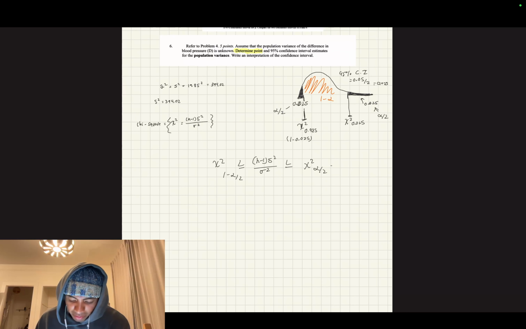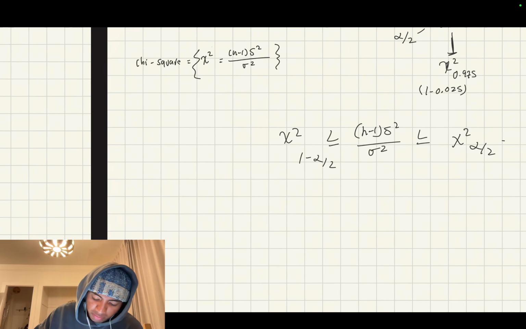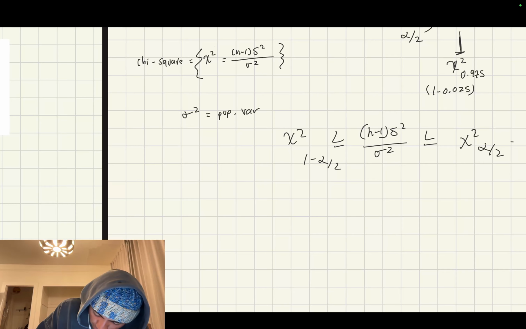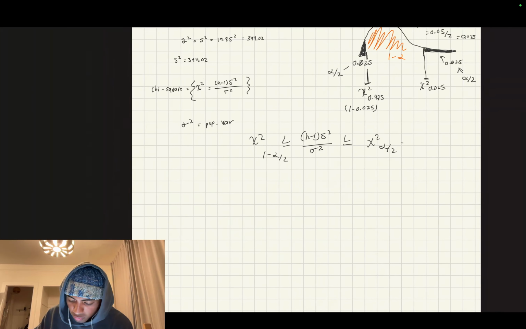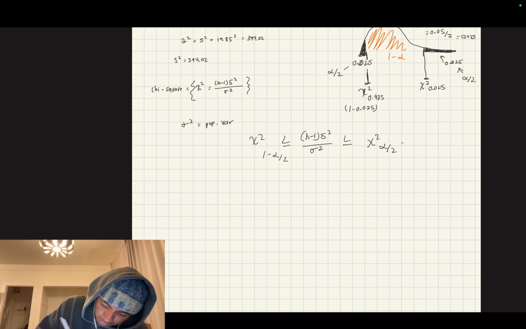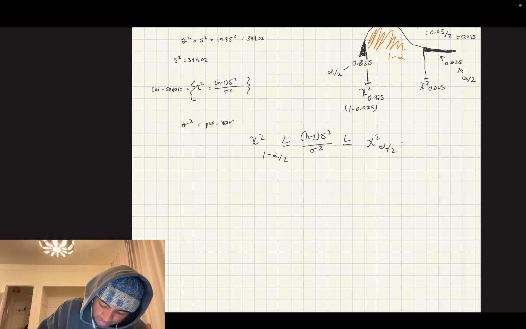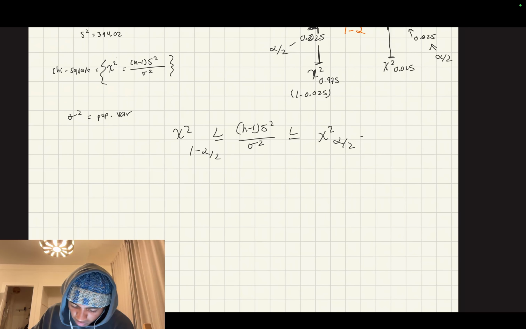What we're looking to do is a confidence interval for the population variance. And what is population variance denoted by? That's denoted by sigma squared, which we have here. So that's what we're looking for. Let's go ahead and isolate that.